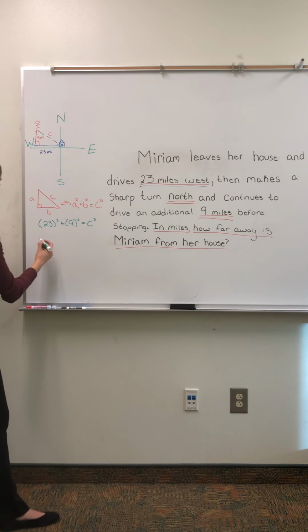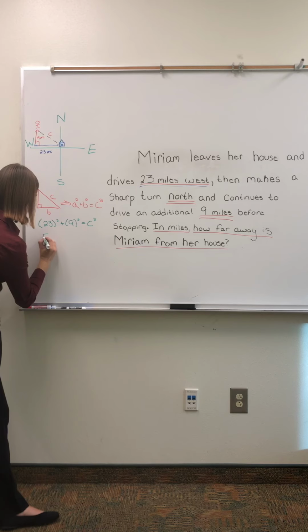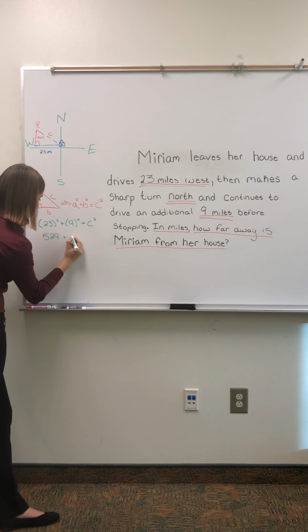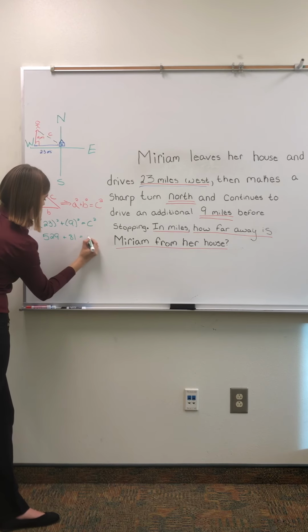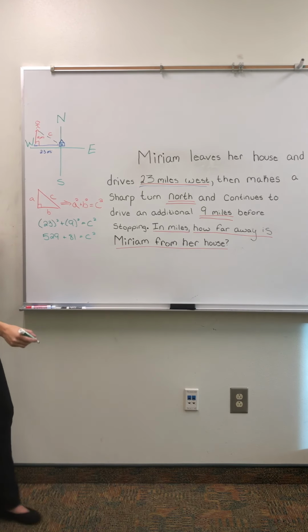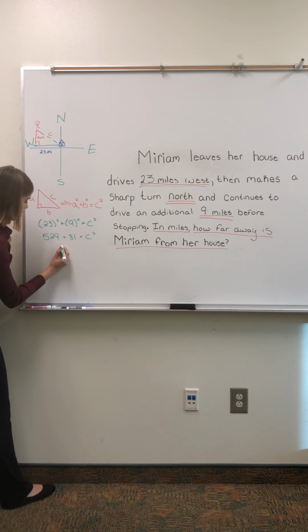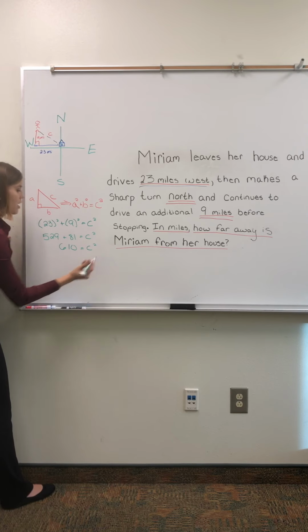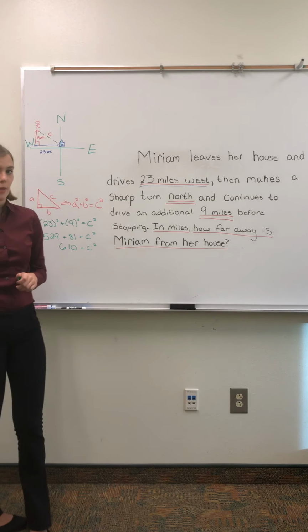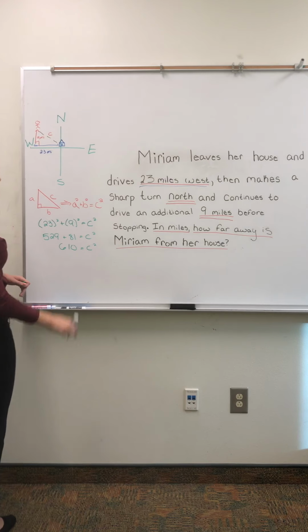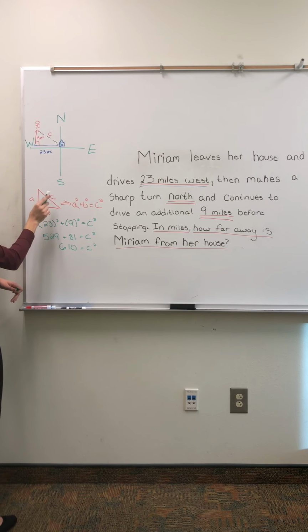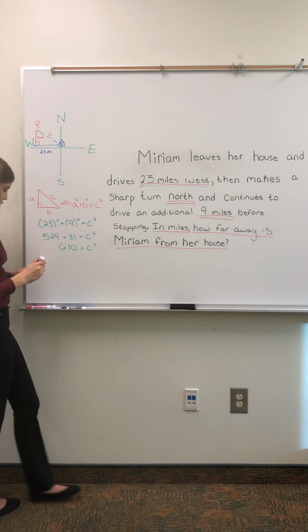Once we plug these into our calculators, we will find that 23 squared is 529 and 9 squared is 81. Again, this is equal to C squared. Again, with our calculators, we will add these and we will get 610 equals C squared. Now, make sure not to stop here. Remember, you are not finding C squared, you are finding C. So what does that mean?